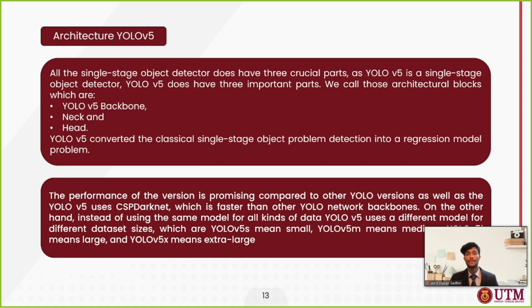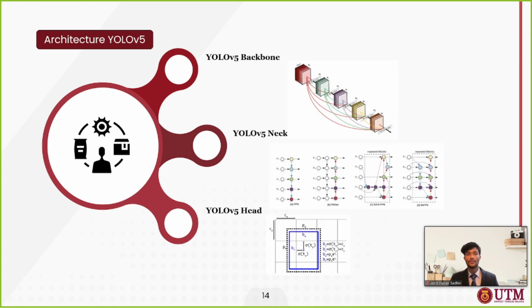Instead of using the same model for all data types, it's adjusted to different dataset sizes, with YOLOv5S for small, and YOLOv5 medium, large, and extra large for bigger sets, thus optimizing its effectiveness and precision. This is the graphical overview of each YOLOv5 layer.